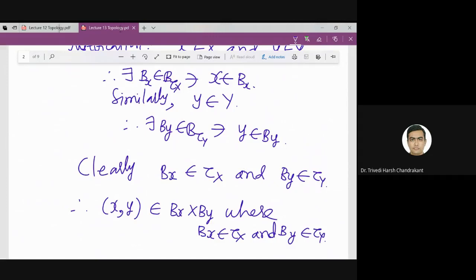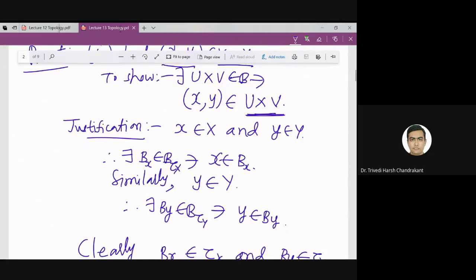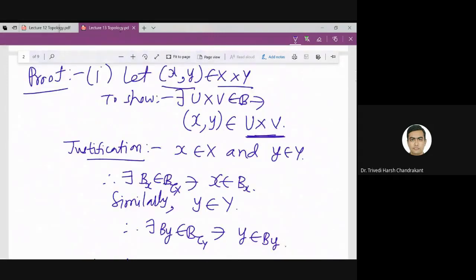So this proves the first property, that for every xy in the set x cross y, I can always find an open set in x cross an open set in y, so that xy belongs to u cross v.